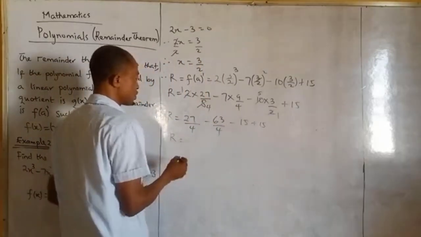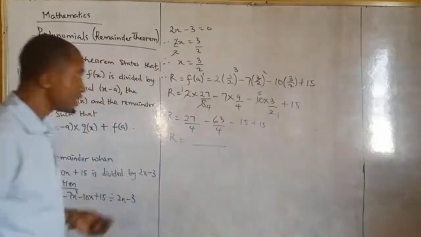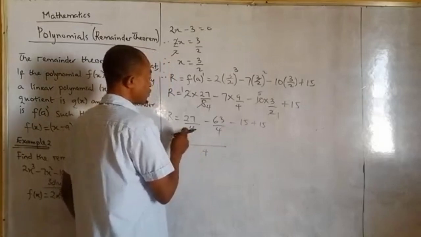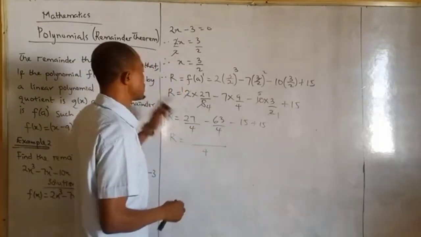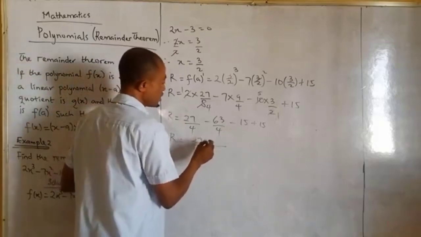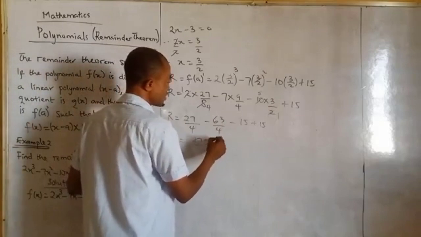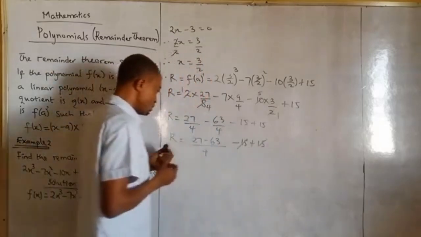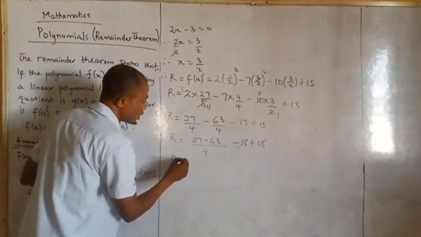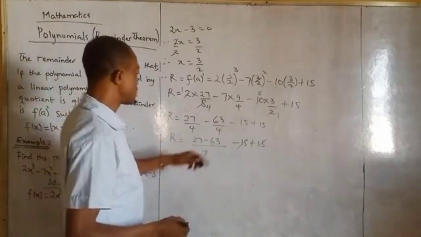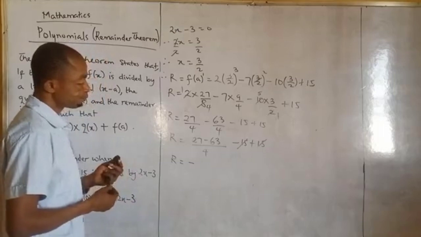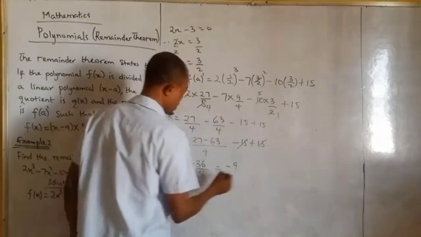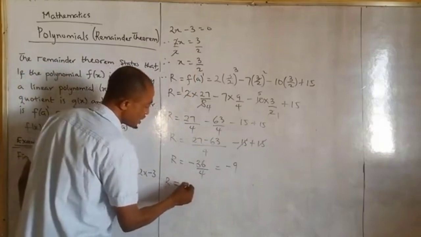So r equals, you can find the LCM. The LCM of 4 and 4 is 4. So 4 goes in 4, that's 1 times 27. That will give us 27 minus 1 times 63, that's 63. Then minus 15 plus 15, which cancel out. So that means we are left with r equals 27 minus 63 over 4. I think that should give us negative 36 over 4, which is equal to negative 9. So our remainder r equals negative 9.